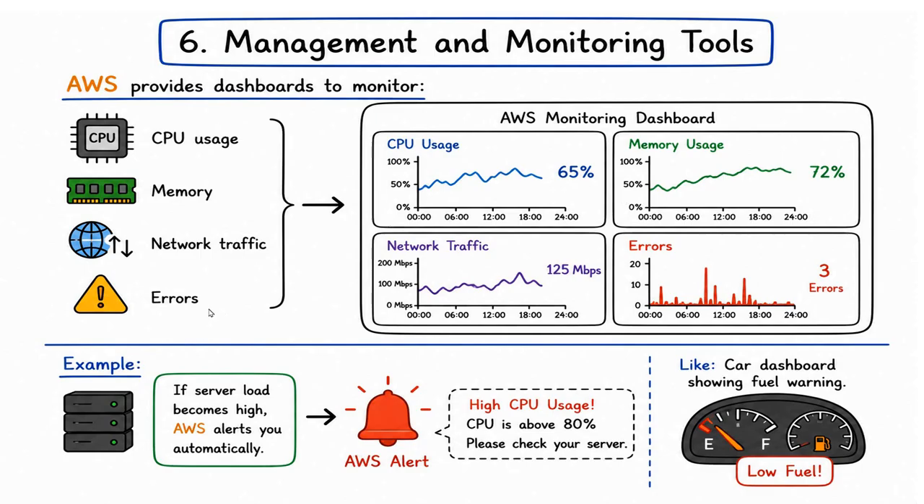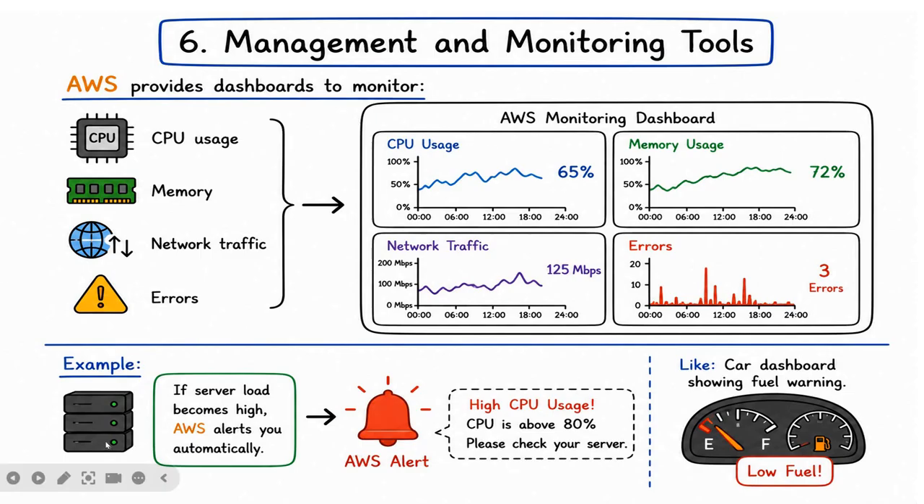Then you have error monitoring, where it tracks application errors, server failures, system crashes, and failed requests. Now this error monitoring is very important because it indicates coding bugs, server issues, database failures, and security problems. So detecting errors early will help to solve the problems quickly.